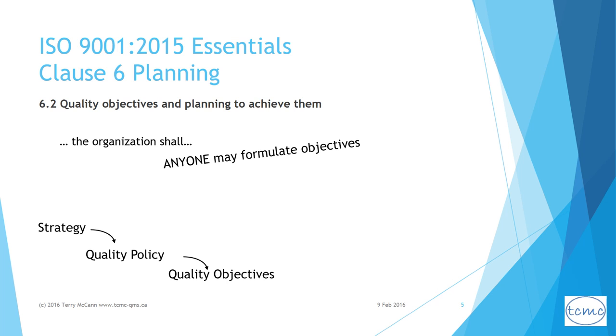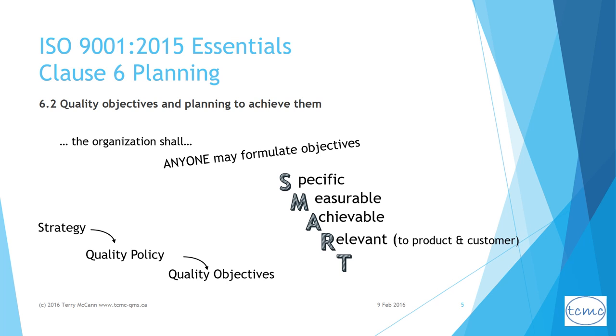And we will see later in subclause 9.3.2 that the extent to which quality objectives are met is required input for management reviews by top management. Generally speaking, if in addition to flowing from strategy and quality policy and having clear accountability, quality objectives are SMART, that is, specific, measurable, achievable, relevant to product conformity and customer satisfaction, time-bound, then the requirements of the standard will be met. The point here is that quality objectives need to be a part of the planning process.